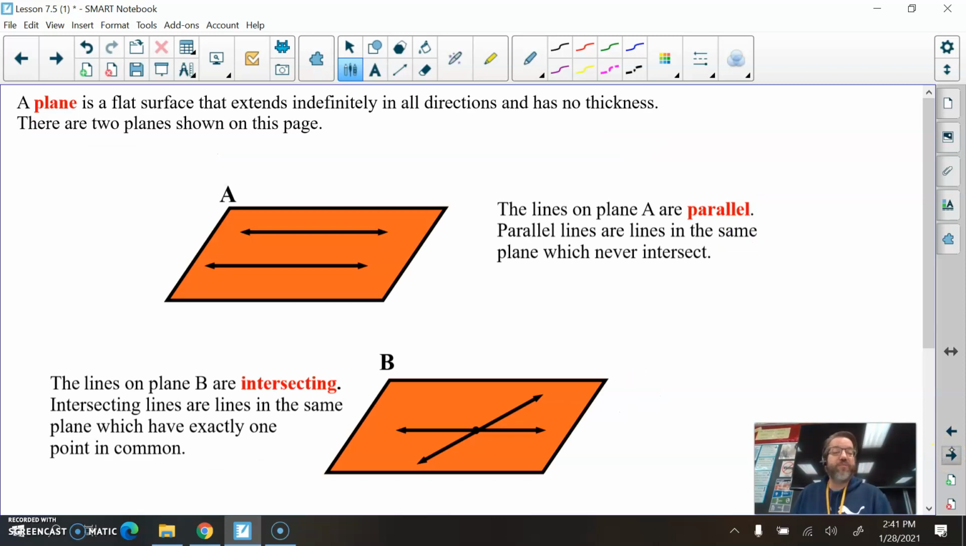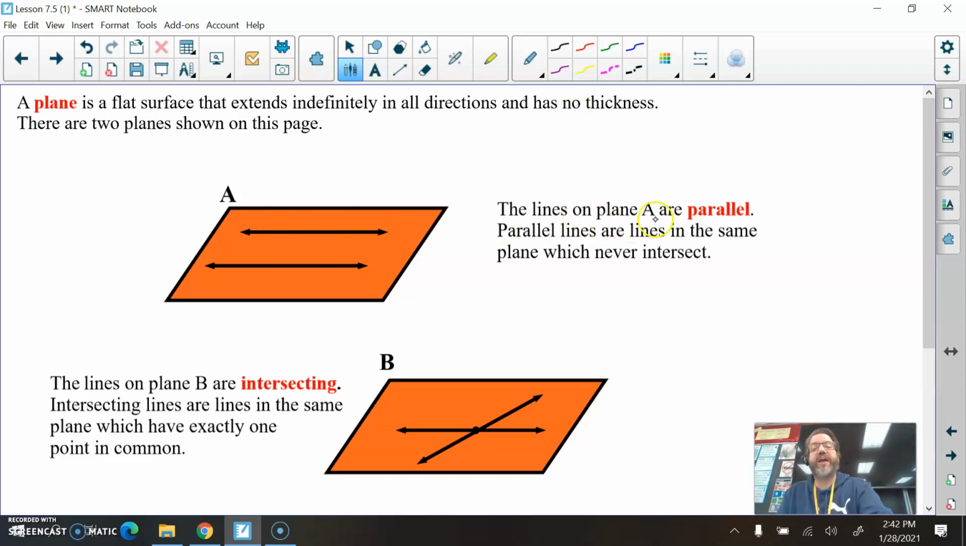Now, a plane, we have a lot of vocabulary today. A plane is a flat surface. Theoretically, it has no thickness to it, and it extends indefinitely in all directions. I always like to use a piece of paper to give an idea of what a plane is. Here's my flat surface right here. This is my plane. And that's what's shown in orange on the screen here. I have plane A. Down here, I have plane B. Plane A has no thickness. It goes indefinitely in all directions.